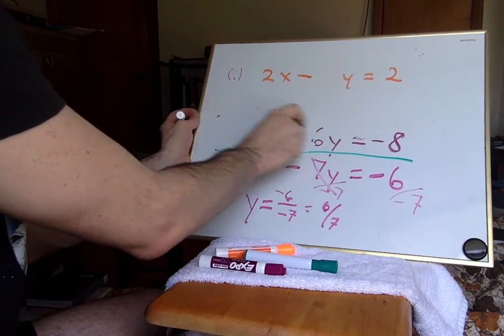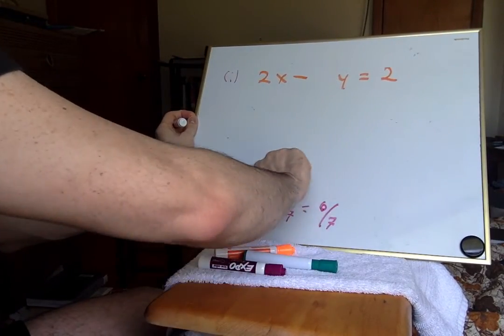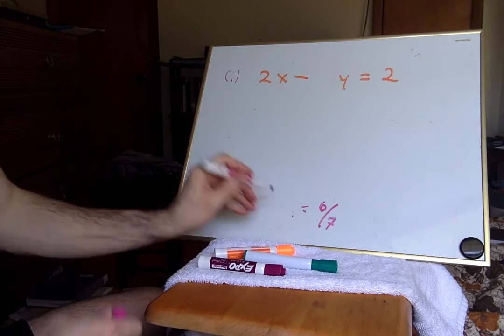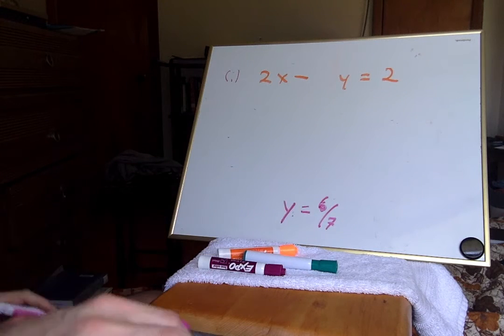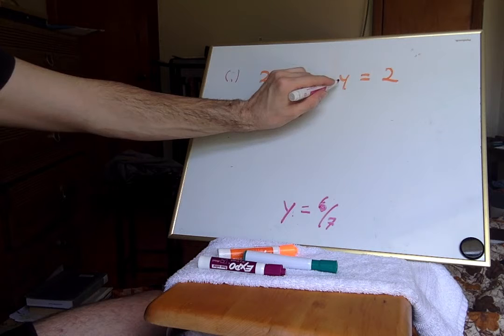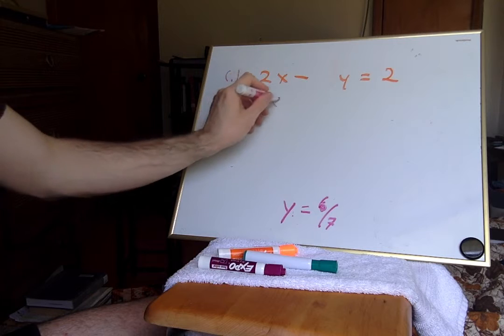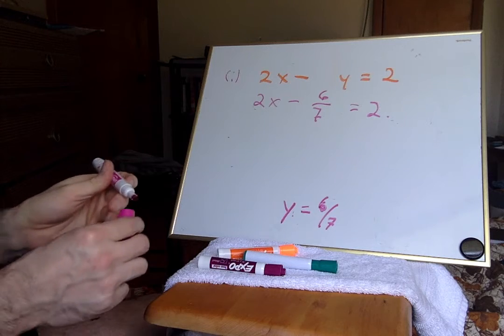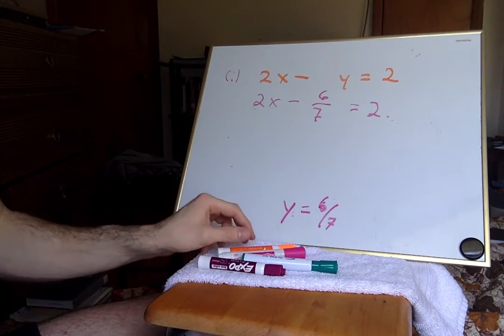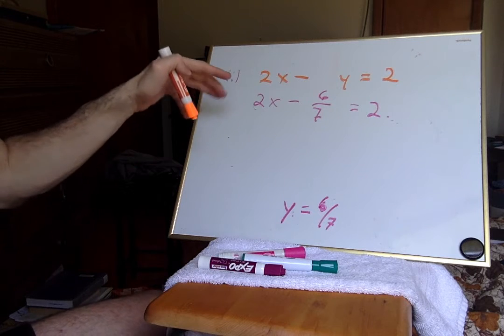Okay, and then the final step. We had y equals 6 divided by 7. I'm just going to plug that up here into equation 1. So I have 2x minus 6 divided by 7 equals 2. I want to solve for x. Now, I always say leave that calculator alone. Don't pick it up. So how can I make this easier to solve?